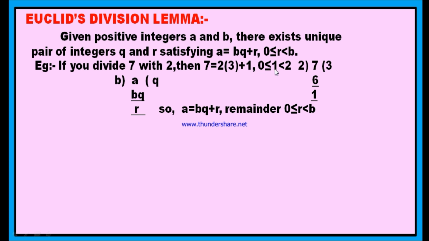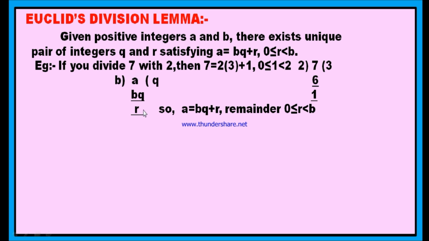where the remainder 1 is greater than or equal to 0 but less than the divisor 2. Similarly, if we divide a with b, there are two integers a and b. If we divide a with b, then there is some coefficient q and the remainder is r. Therefore, you can write this a by using division rule as a is equal to b into q plus r.